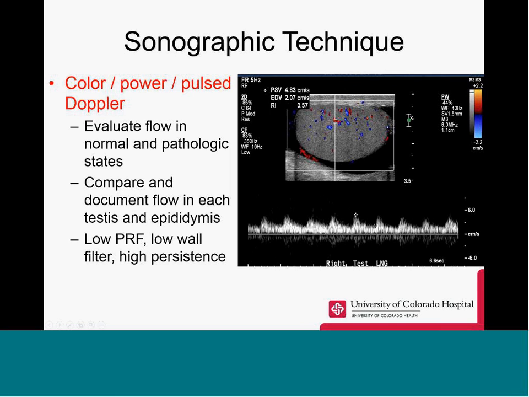Here you can see we have a triplex image, our color and 2D image showing normal blood flow within the testis with a pulsed wave sample measuring a 60% RI, 0.57, which is within normal limits.